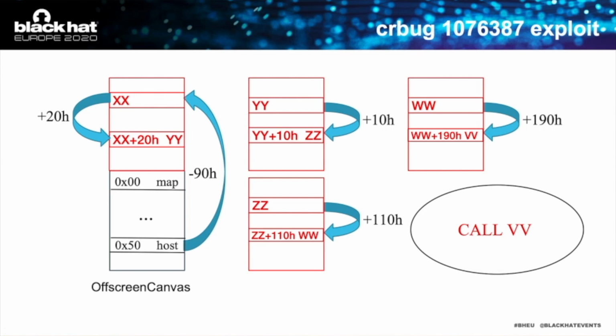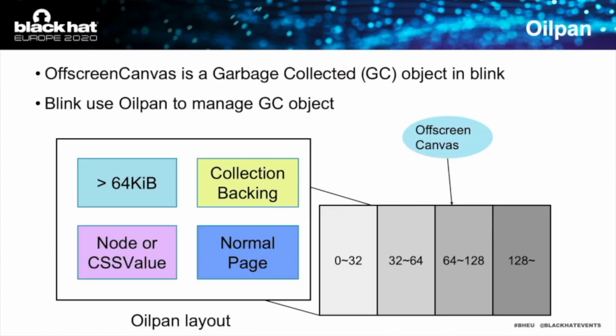To control the value of VV, we should be able to set the value of YY first. That's the job of heap feng shui. OffscreenCanvas is a garbage collected object in Blink. Blink uses Oilpan to manage garbage collected objects. In Oilpan, objects are divided into 4 categories. They go to different buckets depending on their size. The OffscreenCanvas is located in the normal page arena.